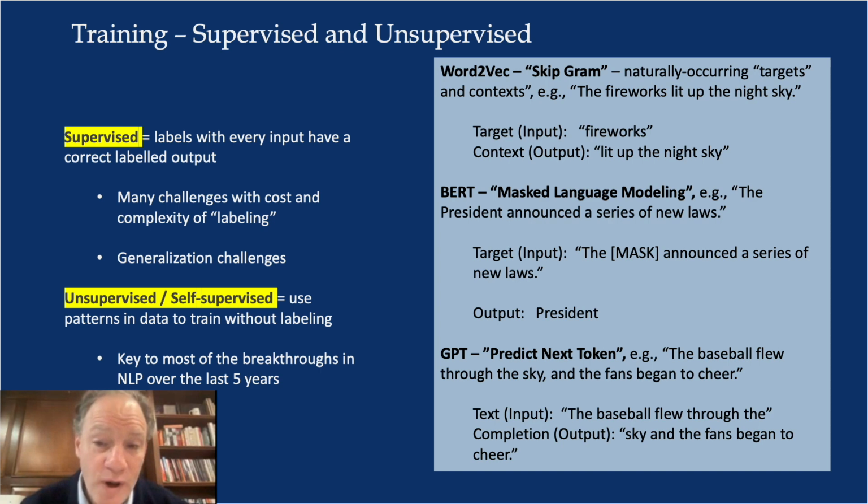Now, the most clever one, because it's had the most commercial success, was GPT. They said, we got an even easier test. Predict next token. The beauty of this is you can take any sentence, "baseball flew through the sky and the fans began to cheer." You can break it into two. You can have as an input, "the baseball flew through the," and then your output is the target completion, "sky, and the fans began to cheer."